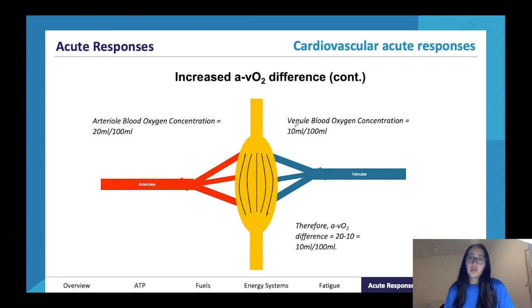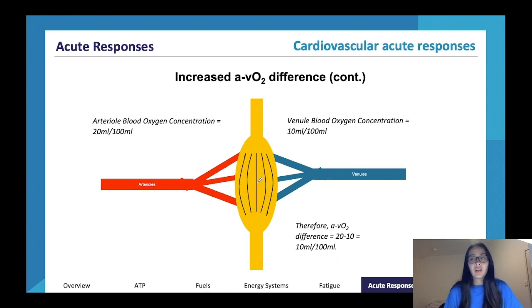You can see in this venule, you've actually got a blood oxygen concentration of 10 mils of oxygen per 100 mils of blood. So you can see you've got an arterial-venous oxygen difference of 20 take away 10 out of 100 mils. This means you've got 10 mils of oxygen per 100 mils of blood being extracted. That's what your AVO2 difference is. It's pretty much the difference in oxygen present in blood in the arteries as compared to the veins and venules. So you're really just looking at the difference in blood in these different vessels.